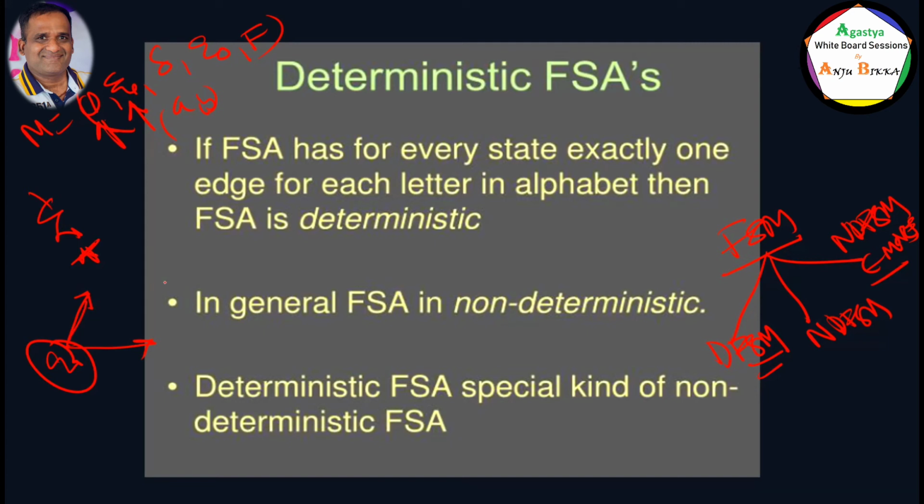From each state belonging to Q, if the number of outgoing edges is equal to the number of input symbols in sigma, then the finite state machine is called a deterministic finite state machine. Otherwise, it is called non-deterministic. In general, FSMs are non-deterministic.